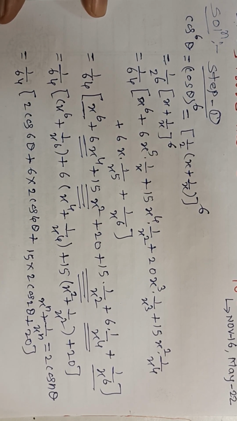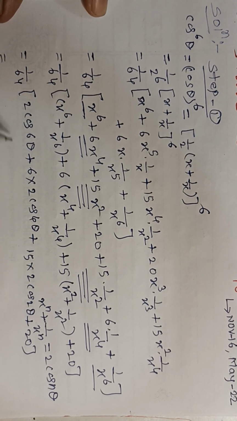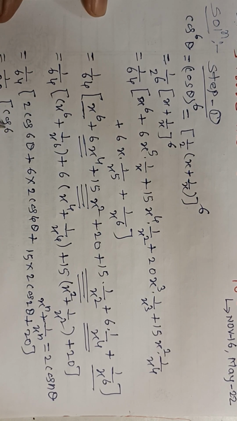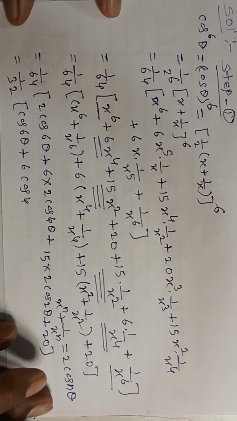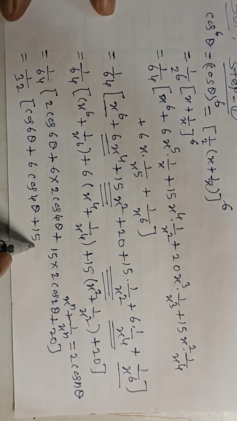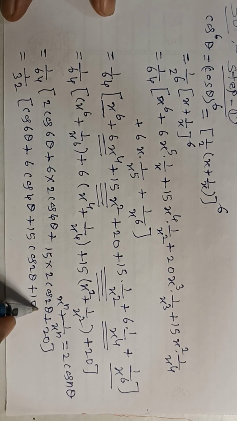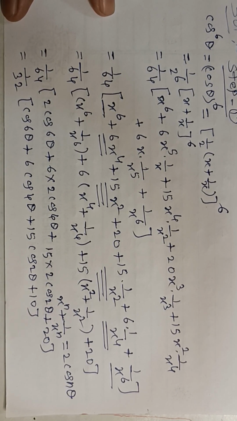Okay, now you can take 2 common from this square bracket, then we can write this is equal to 1 upon 32 into cos 6 theta plus 6 times cos 4 theta plus 15 times cos 2 theta plus 10. Okay, this is the 6th power of cos theta.